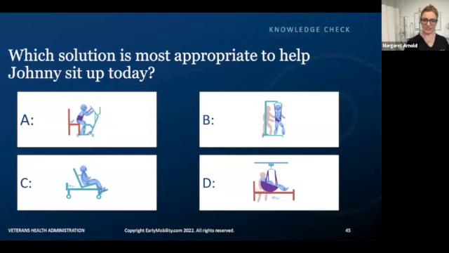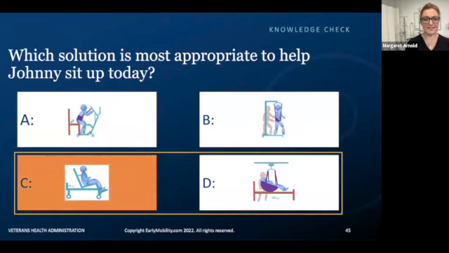So which solution is the most appropriate to help Johnny sit up today? A, a powered stand aid. B, ambulation harness. C, a bed feature. Or D, a ceiling lift with a seated sling? The answer is that either C or D could help Johnny sit up.